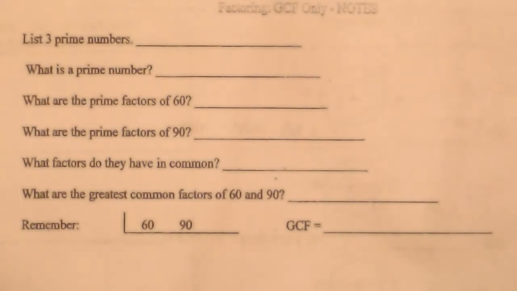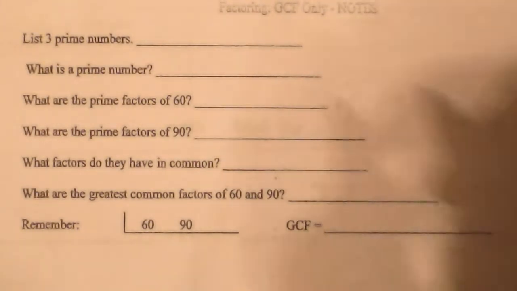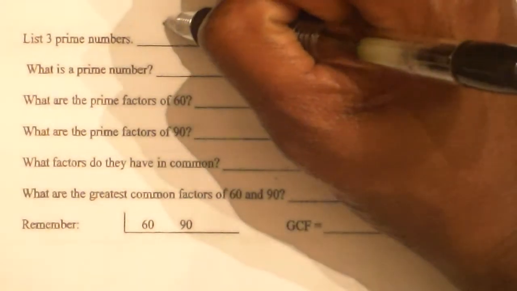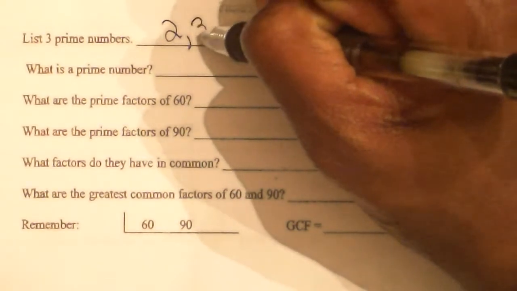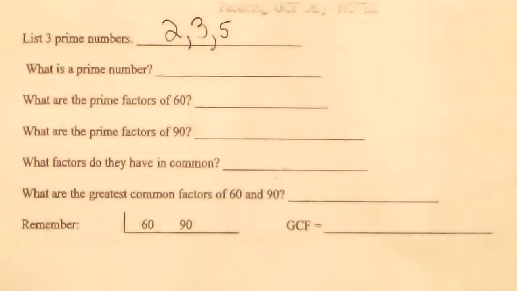So just listen attentively. GCF stands for greatest common factor. And so I'm going to go through the steps of basic greatest common factors, and then you'll see how we're going to look at it in algebra. First one says list 3 prime numbers. So pick 3 prime numbers. I'm sure you pick the first 3 prime numbers, which are 2, 3, and 5.